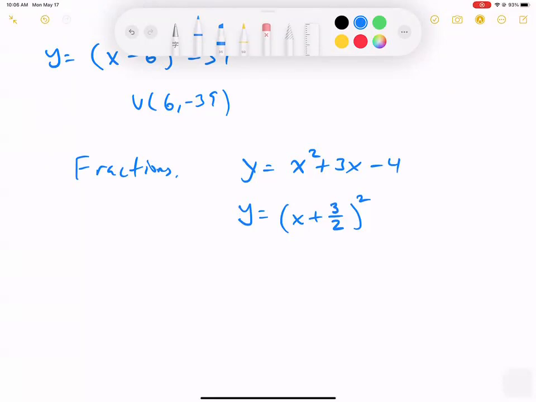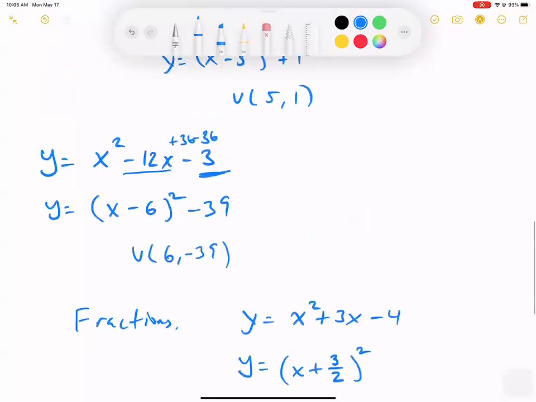So let's go through our steps for our regular problem. We take our middle number, we divide by 2. Check. Got it. What's my next step? We say, what do we have to borrow to get that perfect C? What's my perfect C? We square it. We take -6 times -6 to get 36.